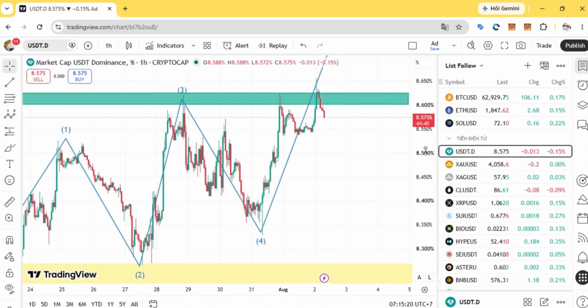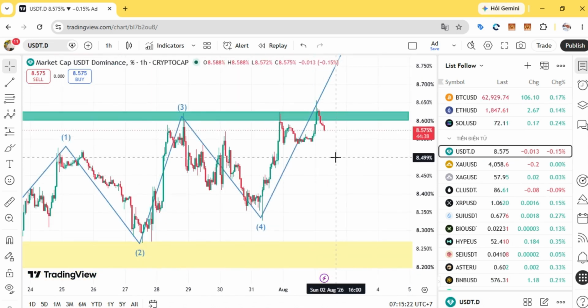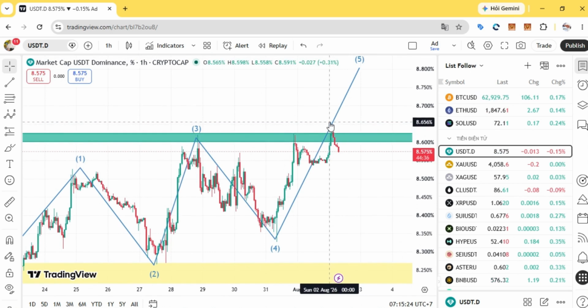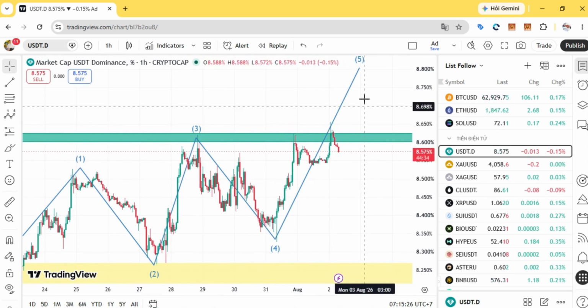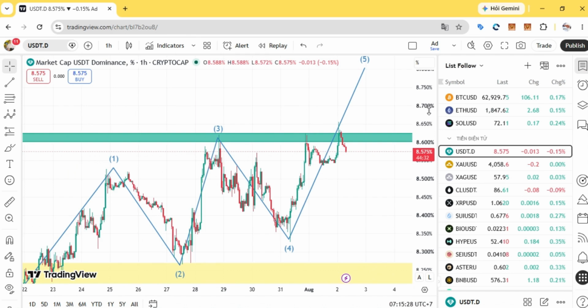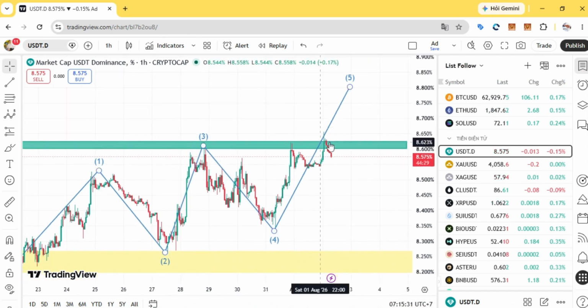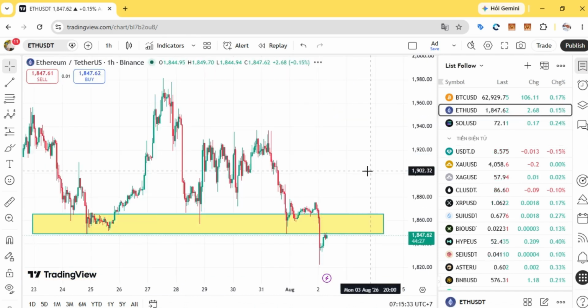As for USDTD, it's still moving toward the area I expected. I think this still isn't enough. It needs to go down further and then move up again to the 8.8% area. That's USDT and BTC. What about ETH?